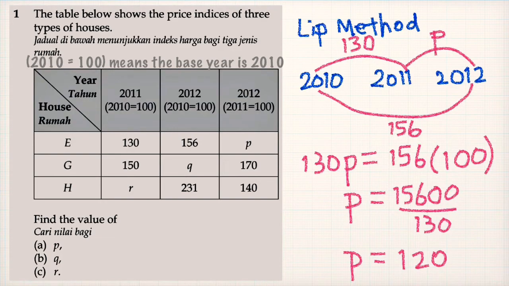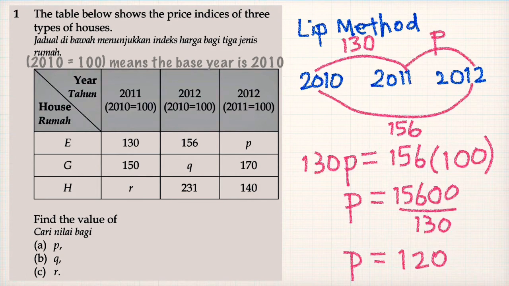Alright, if you look at the first question, we have the table below that shows the price indices of three types of houses. The bracket 2010 equals 200 means the base year is 2010. If you look at all three columns, the first column is 2011 base 2010, the second column is 2012 base 2010, and the last column is 2012 base 2011. Now if you use the leap method, you list all the years increasingly. So you have 2010, 2011 and 2012.